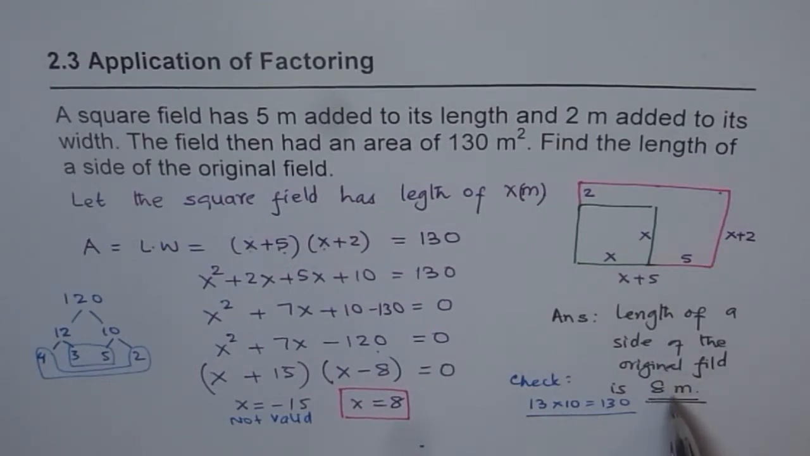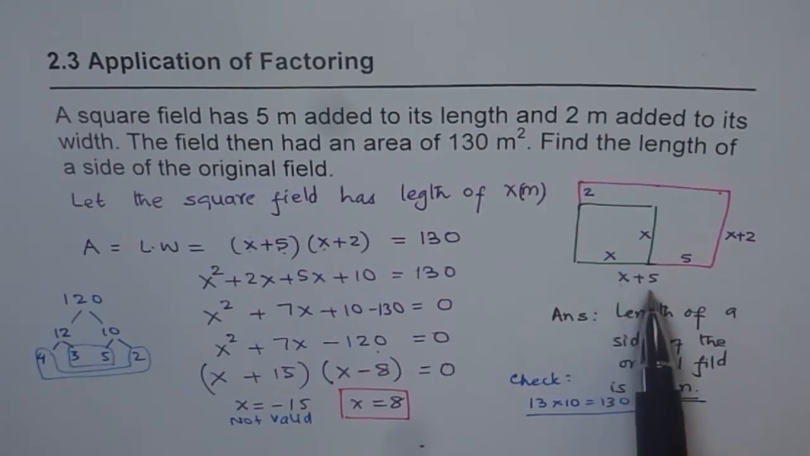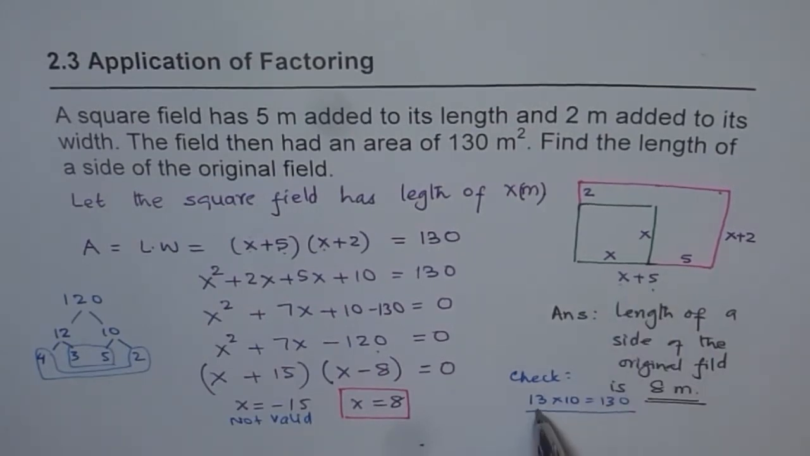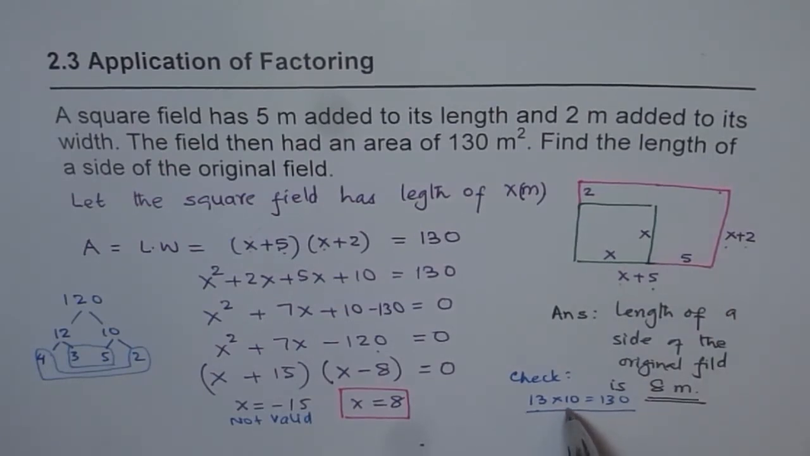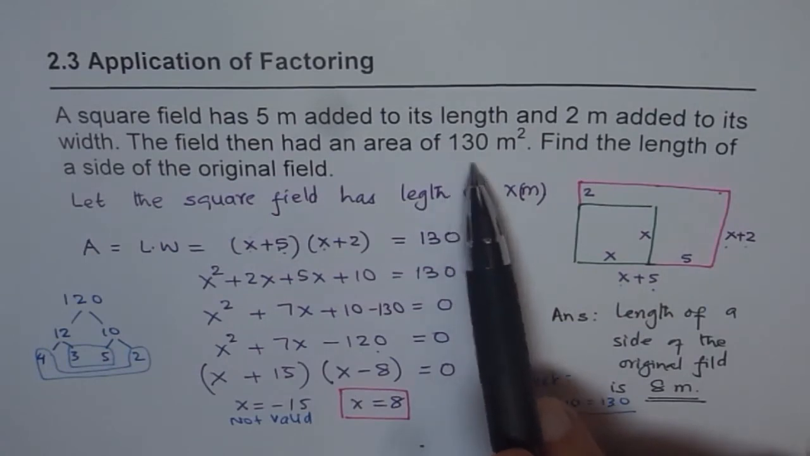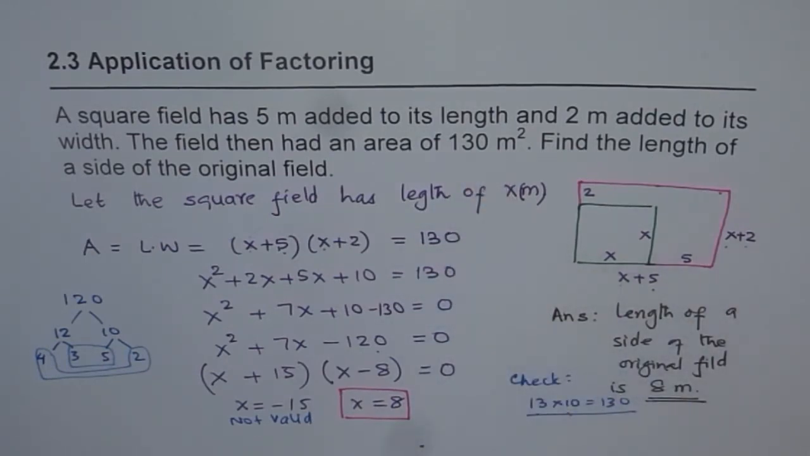Once you find the solution, check it out. You can check by placing 8 here. 8 plus 5, 13. So that is my 13. And 8 plus 2 is 10. The width of extended rectangle is 10. When you multiply, you do get 130 meters square, so it fulfills the condition we started with. Then clearly write down your answer including units. That is how you should be solving word problems.